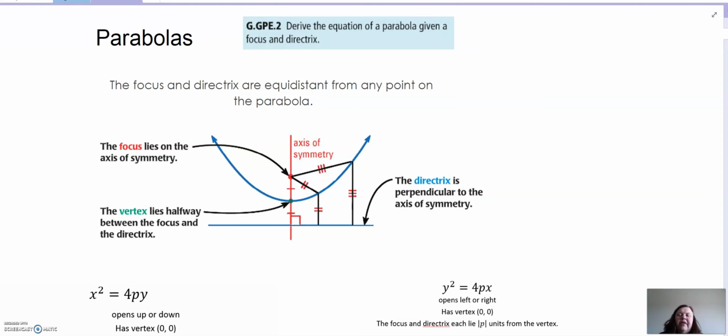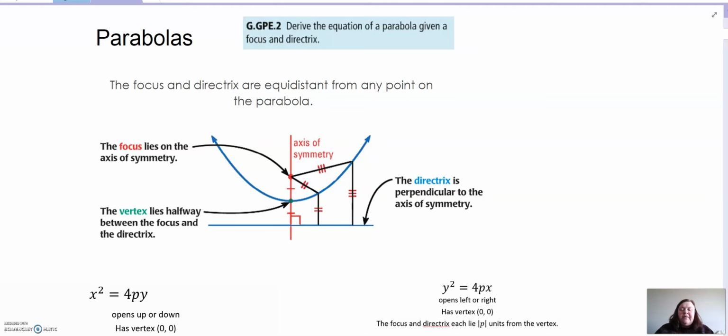Hi, today we're going to be looking at parabolas. And we've talked about parabolas already this year when we did our quadratic equations, but today we're going to be looking at them in terms of conic sections. And we're going to introduce a little bit of new vocabulary. We're going to learn two new words, focus and directrix.